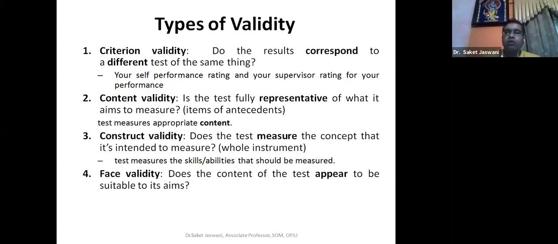So if you are taking one instrument and you take another instrument, whether both instruments are measuring intrinsic motivation or not. So we will compare two or more than two instruments together, and whether all the instruments you are testing are basically measuring intrinsic motivation or not. This is known as criterion validity.